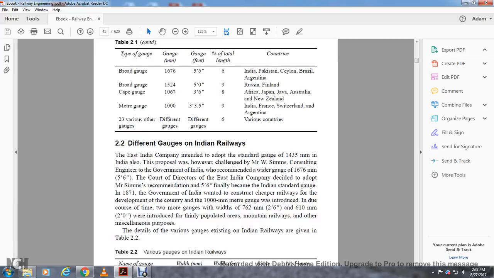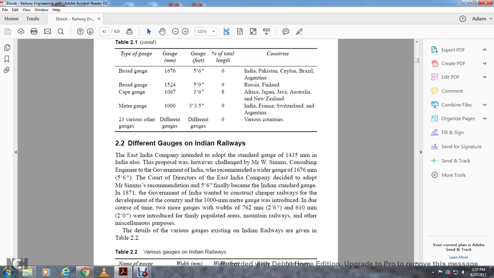Alright, different gauges for the Indian Railways. The East India Company intended to adopt the standard gauge of 1,435 millimeters in India. The proposal, however, was changed when Mr. W. Simms, consulting engineer to the Government of India, recommended the wider gauge of 1,676 millimeters, or 5 foot 6.5 inches. The Court of Directors of the East India Company decided to adopt Mr. Simms' recommendation of 5 foot 6.5 inches. Finally, it became the Indian standard gauge in 1871.